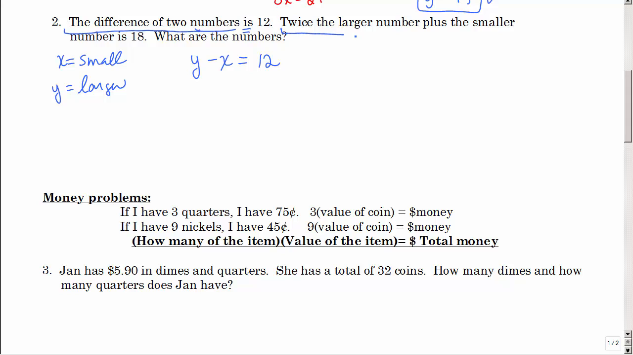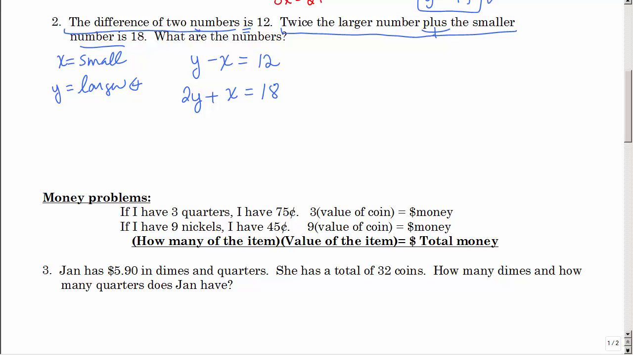Twice the larger number plus the smaller number. Okay, hold on. Twice the larger number. My larger number is y, so twice the larger number plus, I know what that means, plus the smaller number, that's x, is 18. What are the numbers?